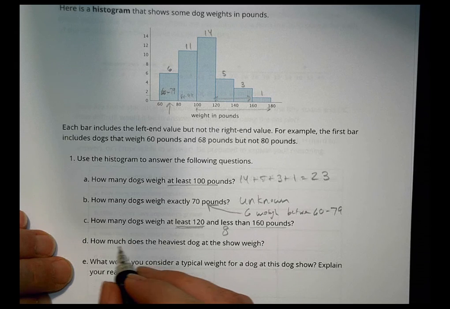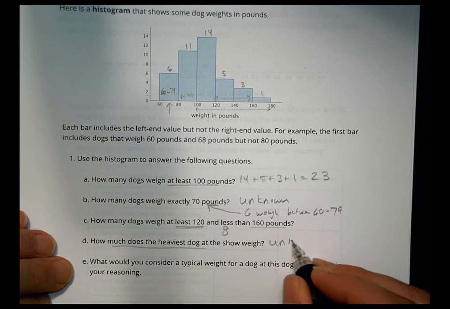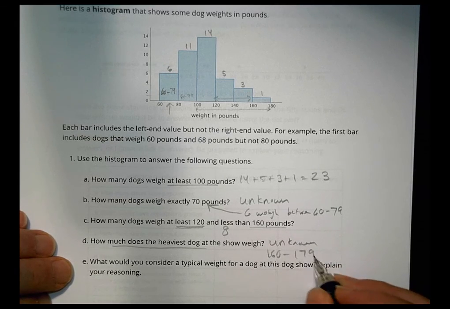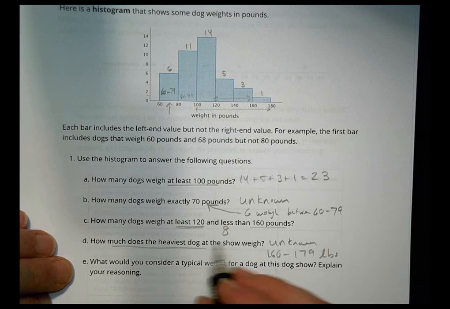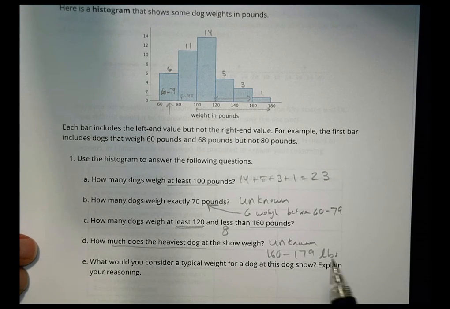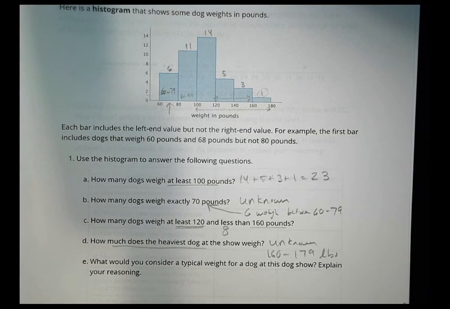How much does the heaviest dog at the show weigh? Well, this again is unknown. We know it's between 160 and 179 pounds, but the exact weight, we don't know. We just know the range of weights it could be. Here he is, there's the heaviest dog, somewhere in that range.